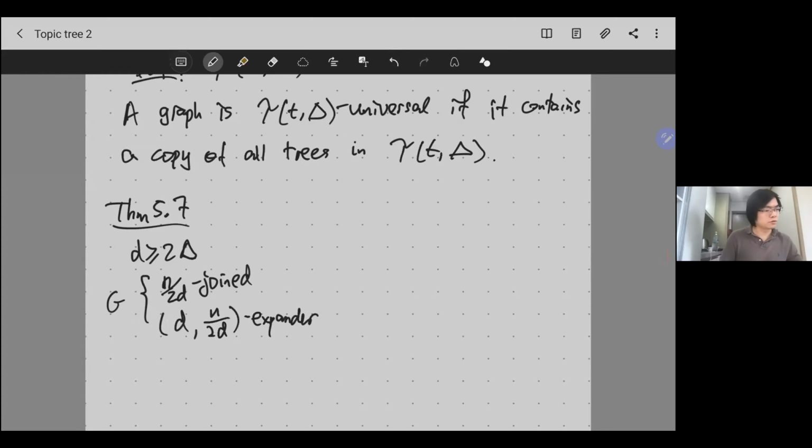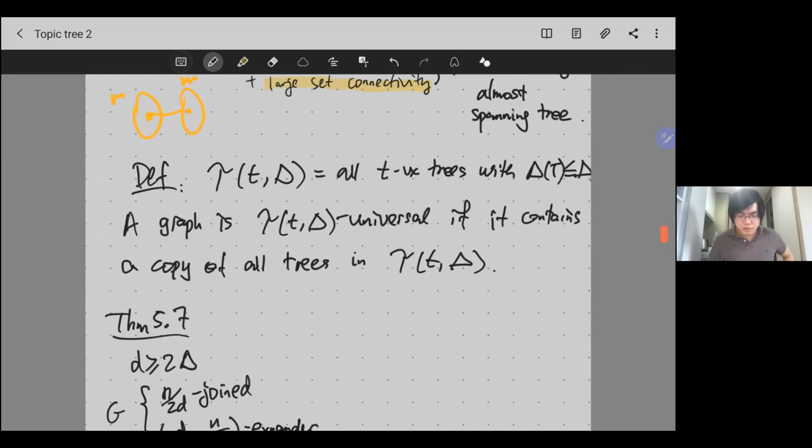Sounds a little bit strange. Am I doing it right? Sorry, yeah. Of course, I swapped the order. For every set up to size n over 2D, it expands by a factor of D. So you grow up to size n over 2 if you grow by factor D. And after that, we don't necessarily guarantee expansion factor D. But up to n over 2D, you expand by a factor of D. This is the notation.